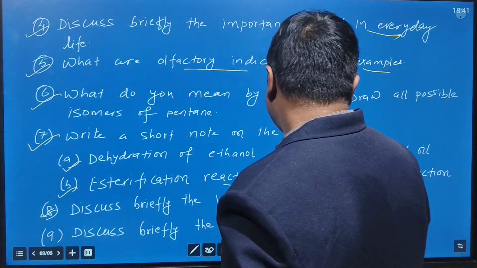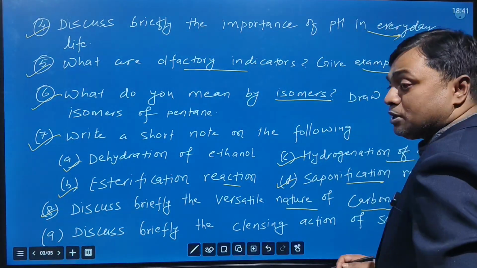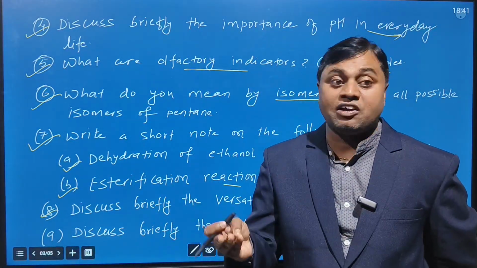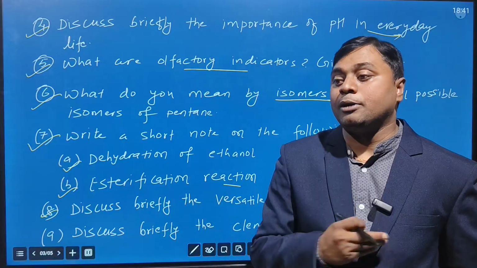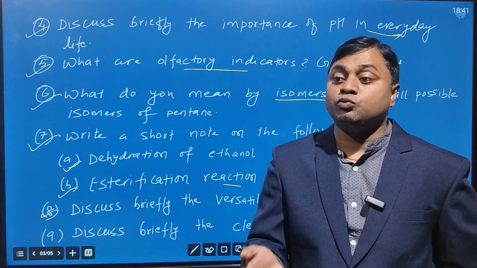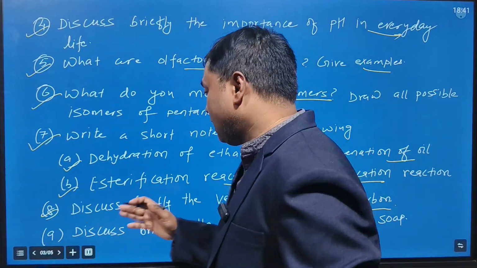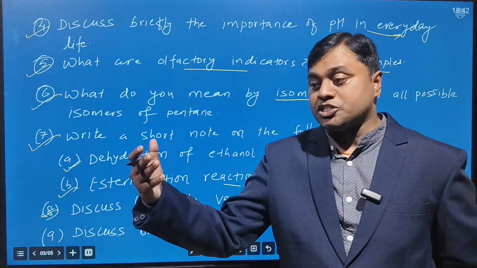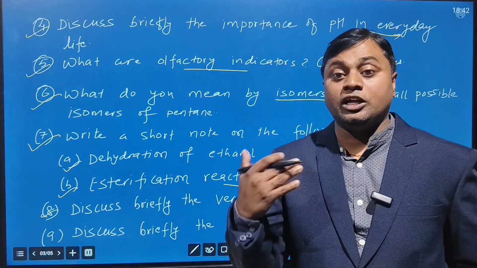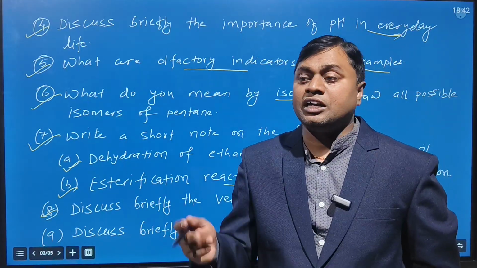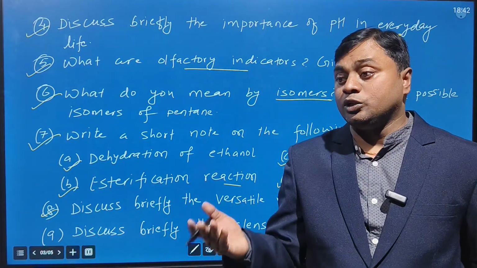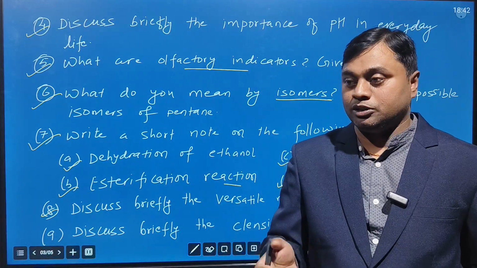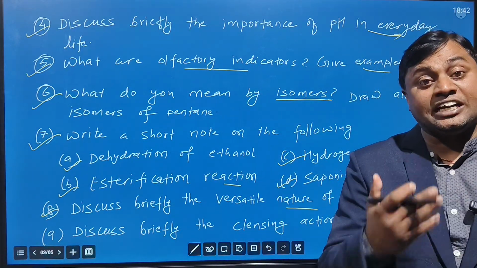Next, the versatile nature of carbon. Yes, carbon forms millions of compounds because of its unique properties like catenation, tetravalency, tendency to form multiple bonds, and tendency to form isomers. Catenation is the self-linking property of carbon atoms due to which it forms longer straight chains, branched chains and cyclic chains. Tetravalency means carbon has 4 valence electrons, so it can make 4 bonds by sharing its 4 electrons with other atoms. That tendency is called tetravalency.